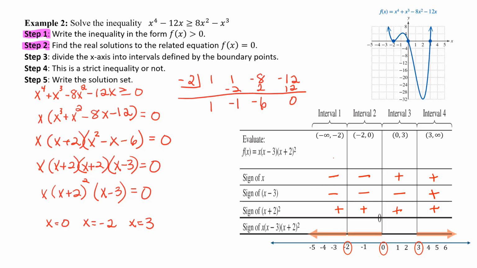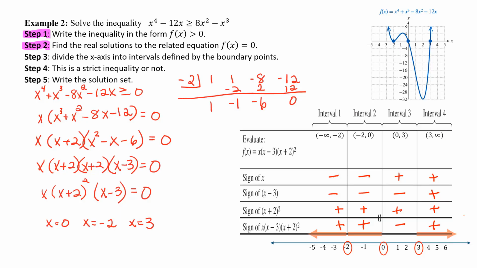So over the interval from negative infinity to -2, you've got a negative times a positive makes positive. From -2 to 0, you've got negative, positive. Again, that makes positive. From 0 to 3, you've got positive, negative. That's going to be negative. And then from 3 to infinity, they're all positive, so that's going to be positive.